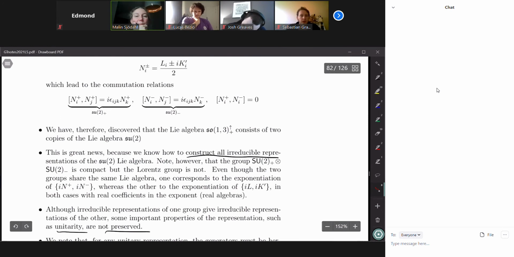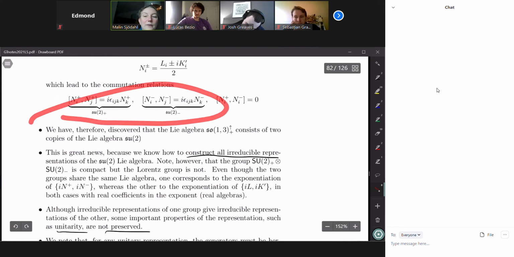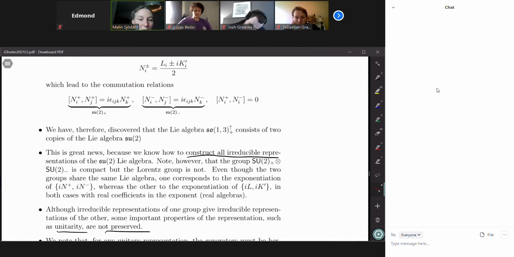From a more mathematical perspective, this is also good news because it implies that, since we know these guys, we know the SU2 structure very well. The SU2 is sort of the most important group in this course. We build everything else from it. Knowing that and knowing all the representations of SU2, we can construct all the reducible representations of these algebras. And from those, we can find representations of the Lorentz group.